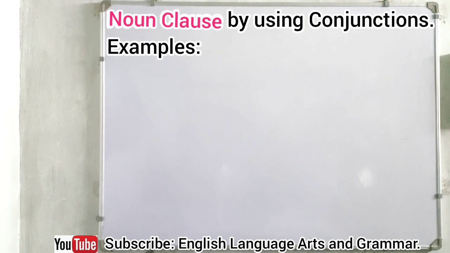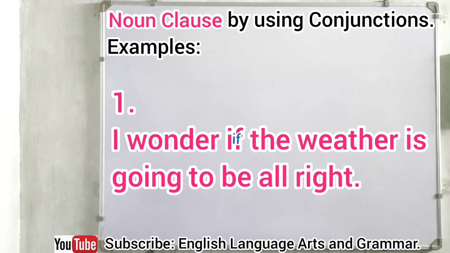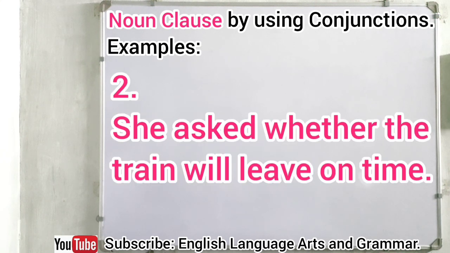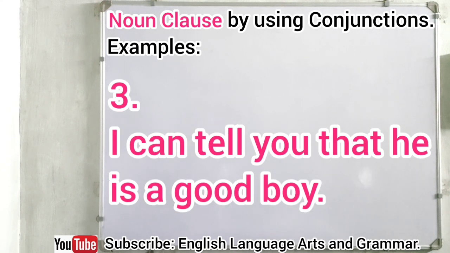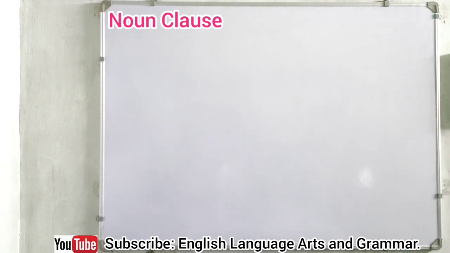Some examples by using conjunctions. Example 1. I wonder if the weather is going to be all right. Example 2. She asked whether the train will leave on time. Example 3. I can tell you that he's a good boy.